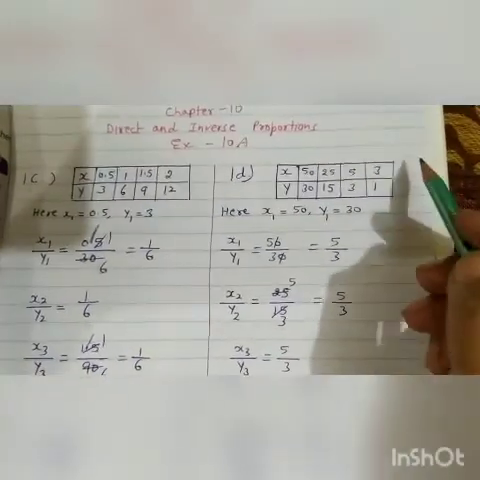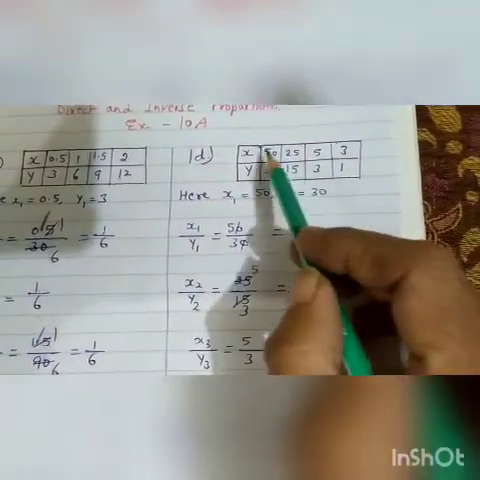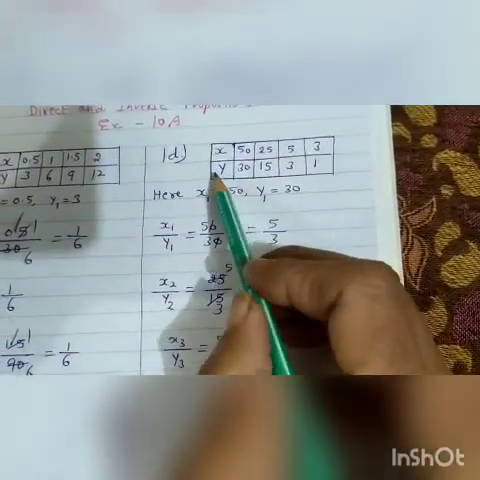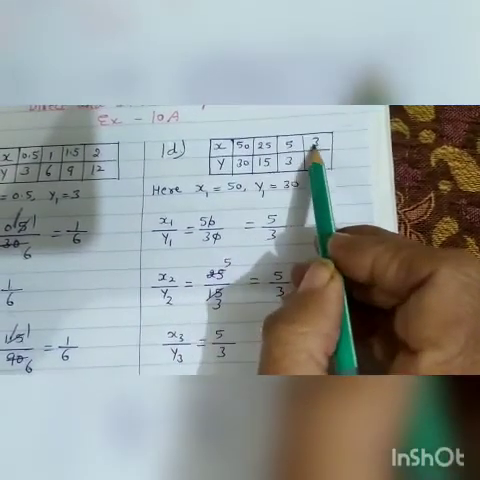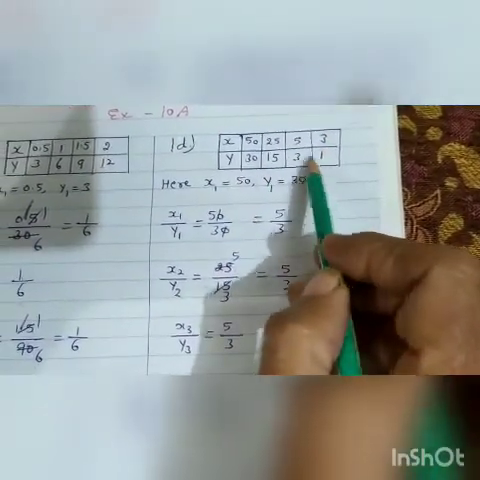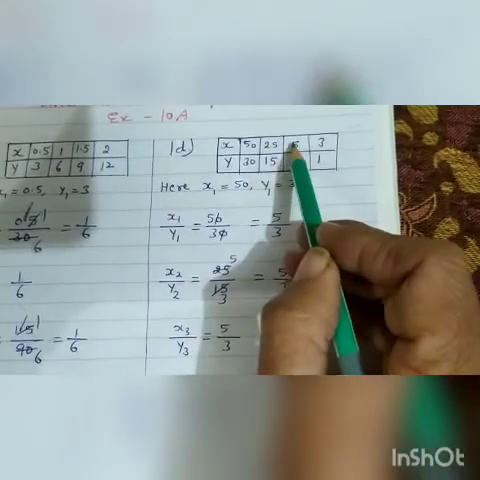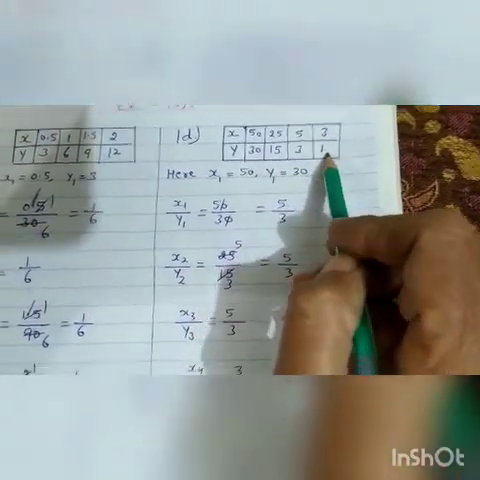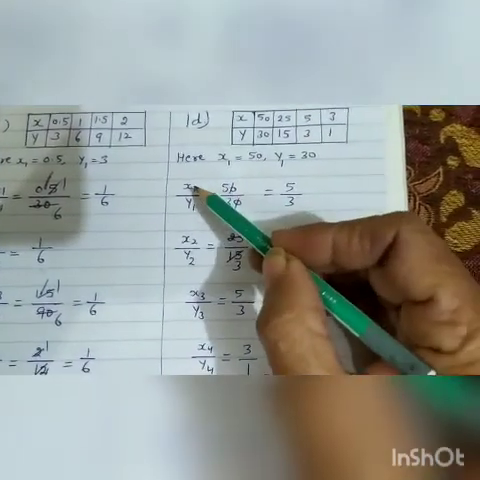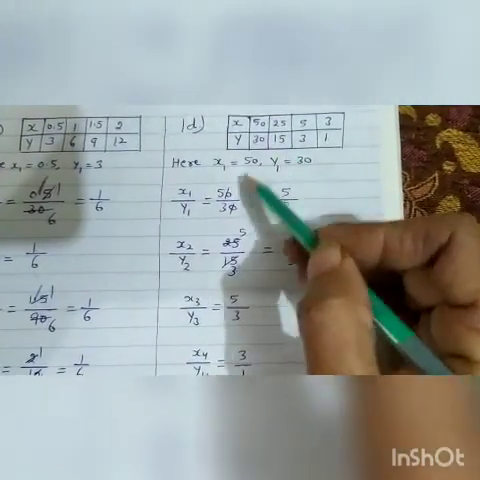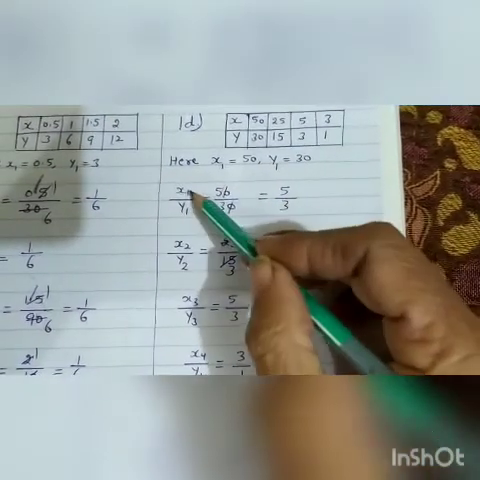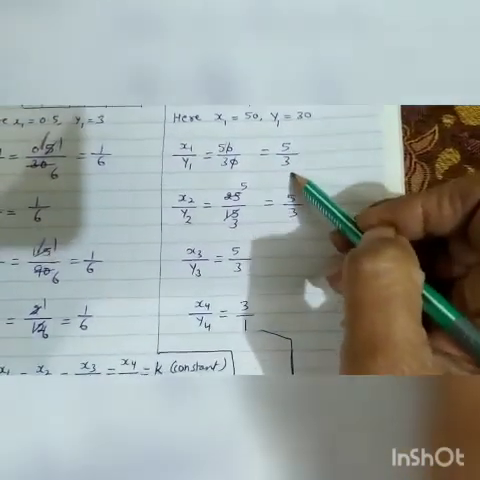Now come to D part, first D part. This is the table given for the first D part. Again, there are 4 values for x and 4 values for y. This one is x1, x2, x3, x4, y1, y2, y3, y4. Again, we will find the value of x1 upon y1. x1 is 50 upon y1 is 30. 0, 0 cancel. x1 upon y1 is equal to 5 upon 3.